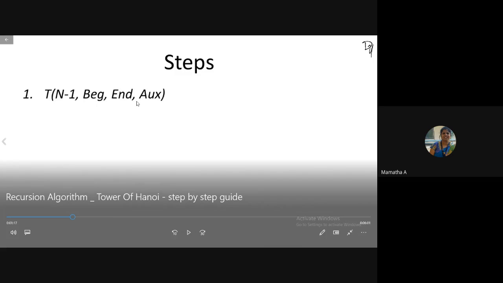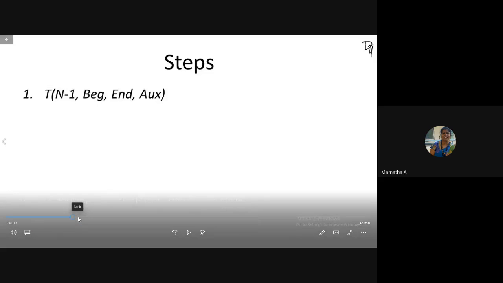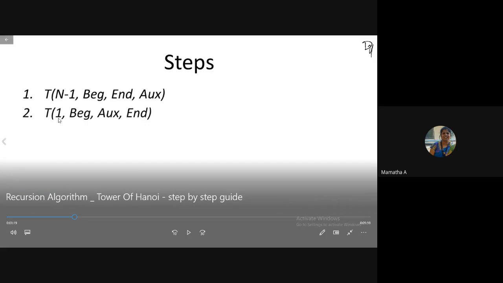So when you are writing the recursive function, you should write it in this way. The first peg is the source peg. The last one is the destination peg with respect to the operation. So you should remember that I am moving n minus 1 discs from the source to auxiliary using end. Remember, from beg to auxiliary using end. Next, which disk should I move?